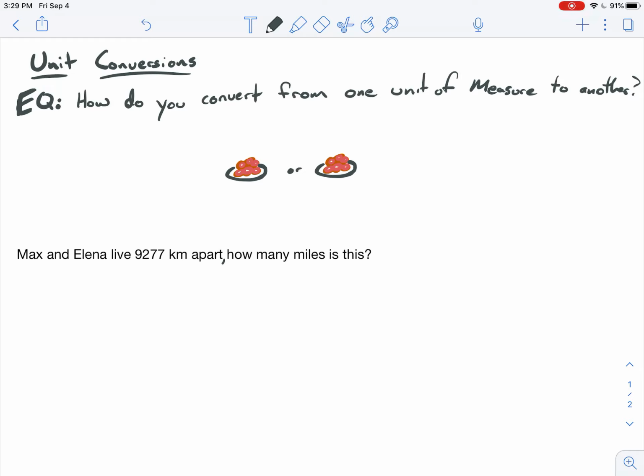So we're going to do some of the simpler unit conversions. I shouldn't say it's real simple. It's just going to be some of the simpler ones. We're not going to do the power ones in this video. And we're just going to convert from one unit of measure to another. So that would be our essential question.